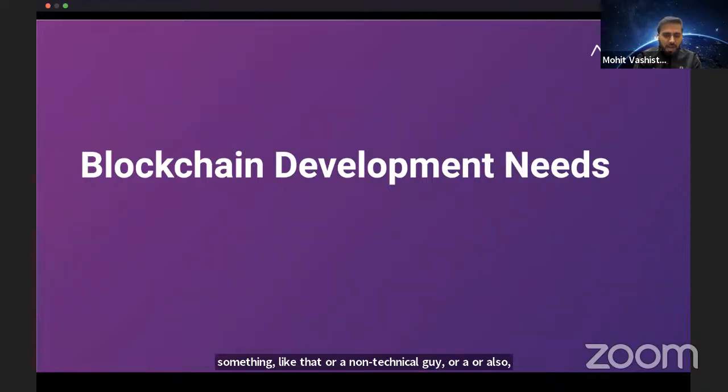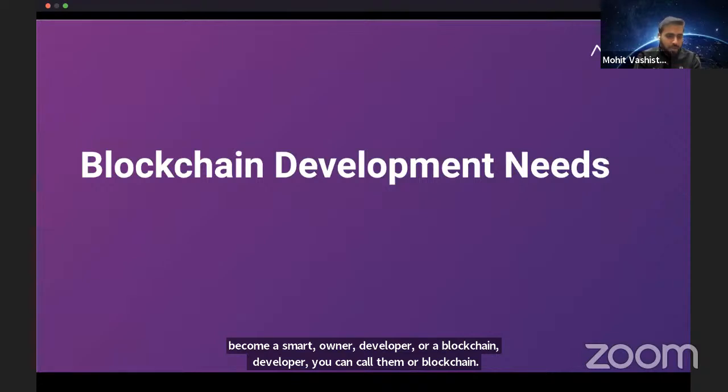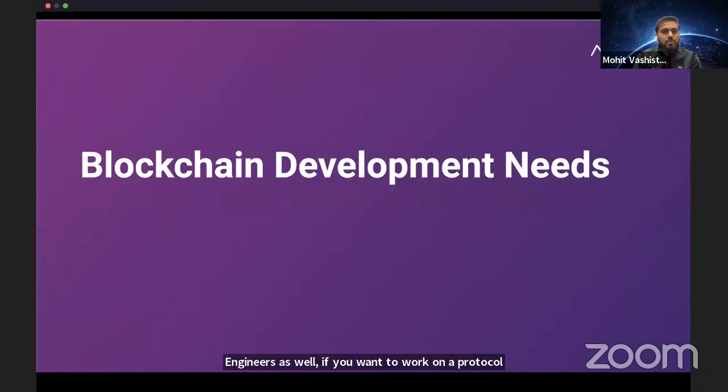And then if you are a pro technical researcher or something like that, or a non-technical person also, you can learn about the technology first, and then you start developing smart contracts. So you can become a smart contract developer or a blockchain developer, or blockchain engineer as well, if you want to work on a protocol level. If you are a pro researcher also, you can go down to the protocol levels as well, where you can research about cryptography, peer-to-peer networking, and a lot of other topics which are involved, like you can simply go and check out.